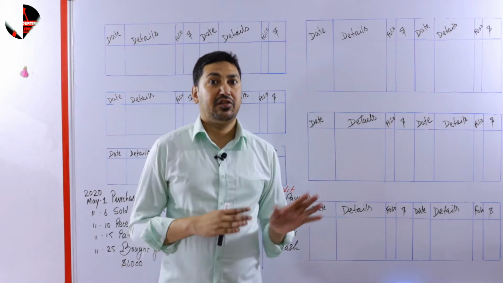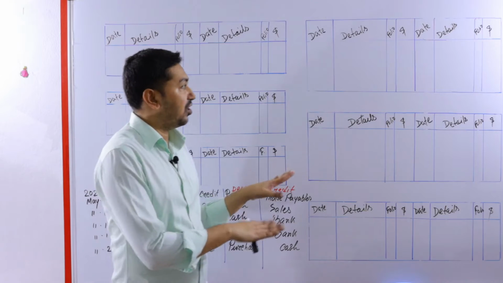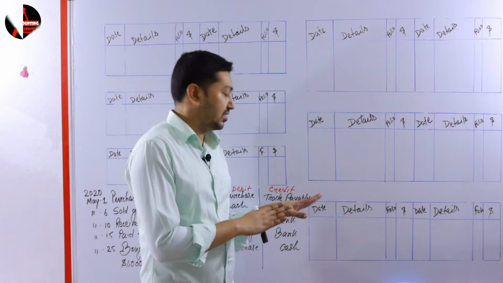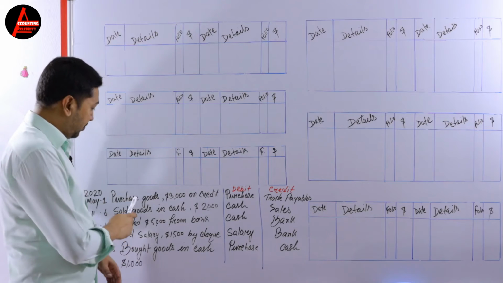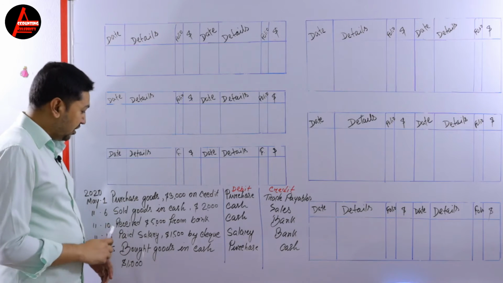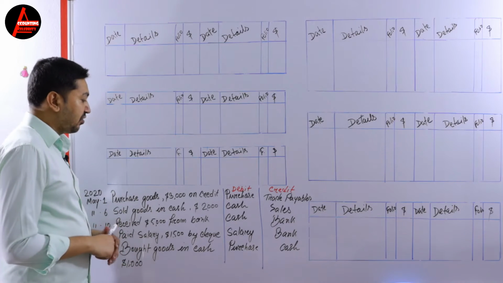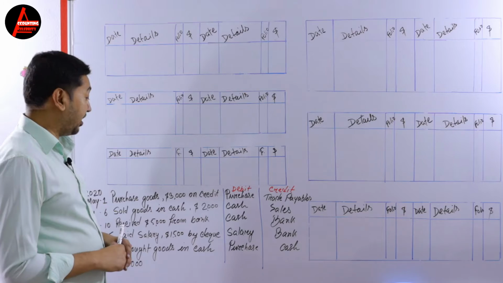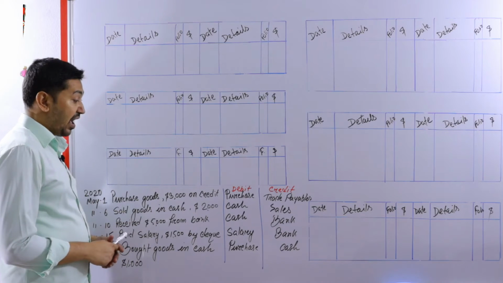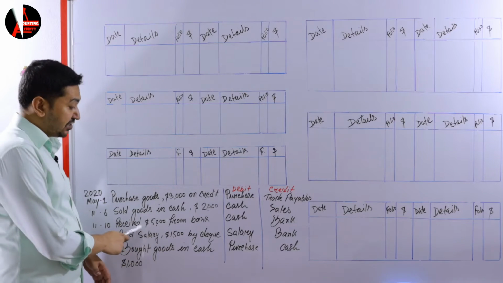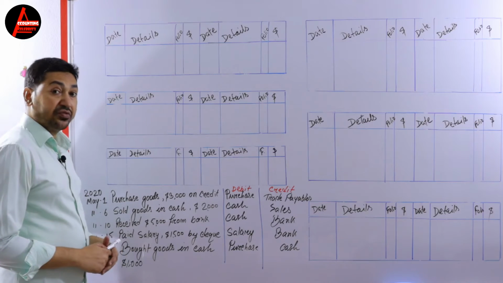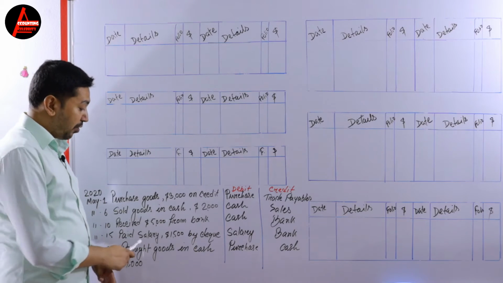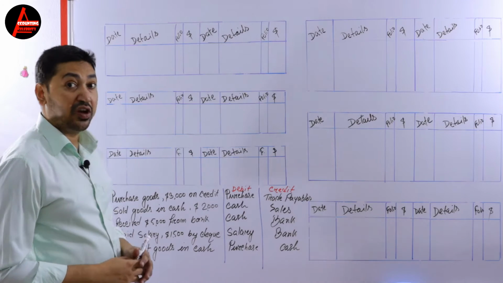Okay, look here. I have already drawn all the ledger account formats, and there are 5 transactions given here: 1, 2, 3, 4, 5. Look at the first one. Purchase goods $3,000 on credit. Sold goods in cash $2,000. Received $5,000 from bank. Paid salary $1,500 by check. Bought goods in cash $1,000.